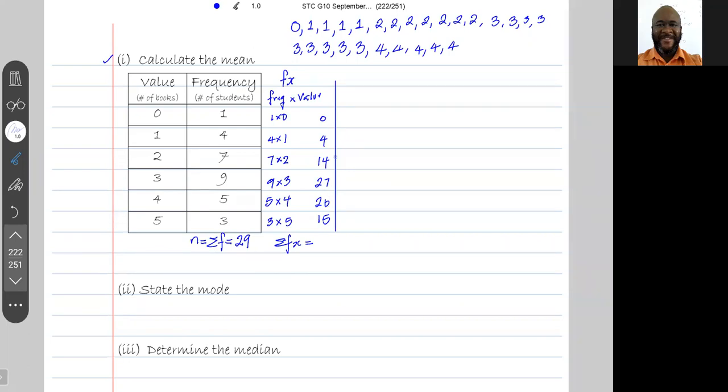Let's go again. 18. 18 and 27, what is that, 45? 18 plus 27 plus 35. So this is 80. All right, now guys, the sum of fx is the sum of all the values.